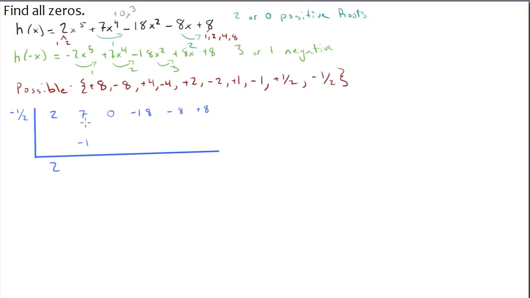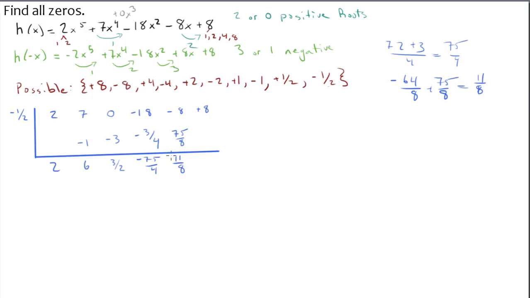So we bring down the 2. We get negative 1, 6, negative 3/2. So that's negative 3 over 4. 18 minus negative 3 over 4. 18 times 4 is going to be 72, plus 3 over 4. So that's 75 over 4. So this is negative 75 over 4, which is going to become a positive 75 over 8. I don't think this is going to work out. So negative 64 over 8 plus 75 over 8 gives us 11 over 8. So we've got 11 over 8, which will become a negative 11 over 16, which is not 0. Shoot.